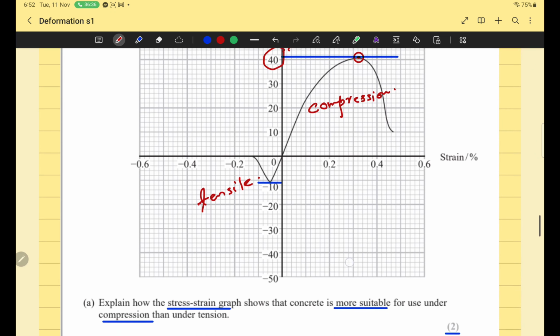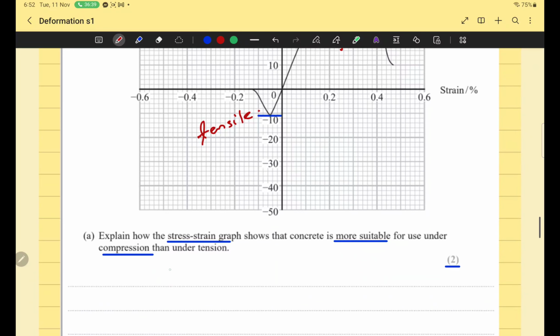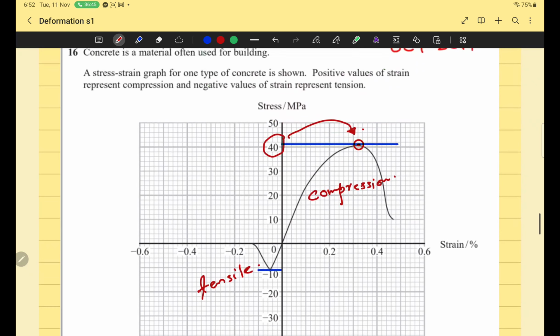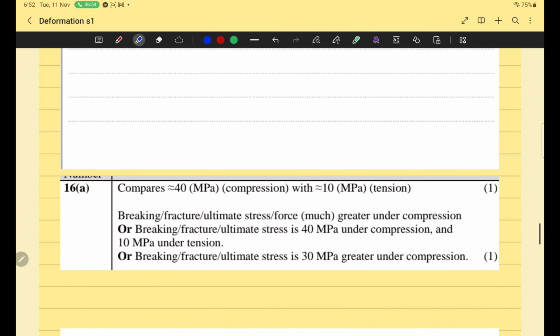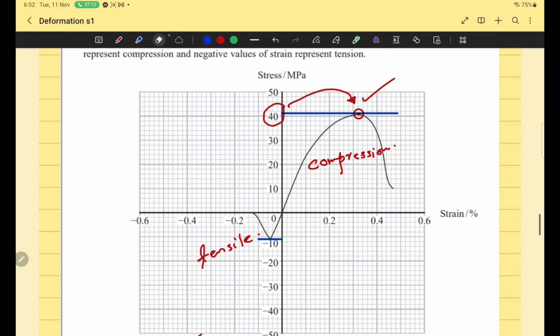So I only have to comment on this. If the value of stress which concrete can bear is high, then obviously it is more suitable. You should write the answer in this way: the better words are breaking stress or ultimate stress. Ultimate stress is much greater under compression. You can see it in the graph. Abdullah beta, I will ask you this question and you have to explain. The question is very simple. No mathematical work is required.